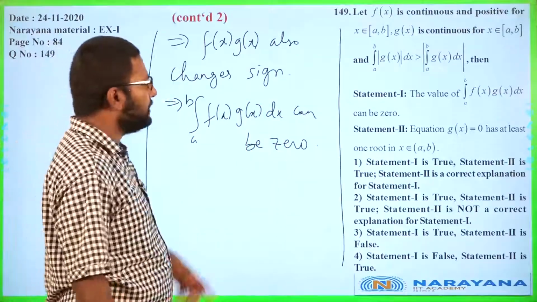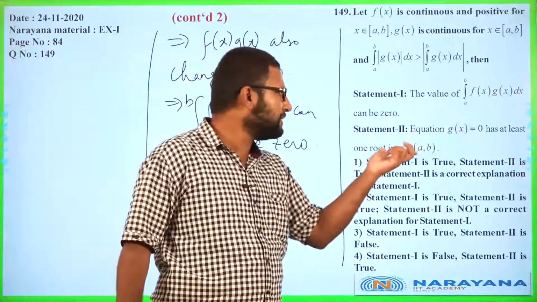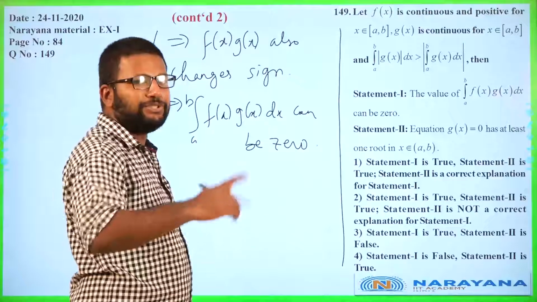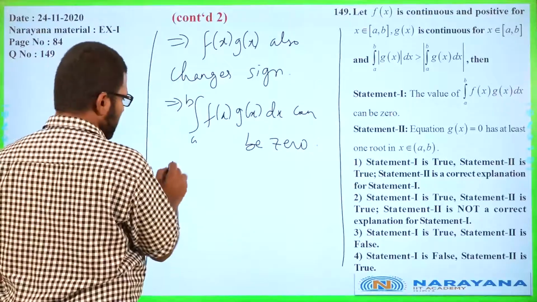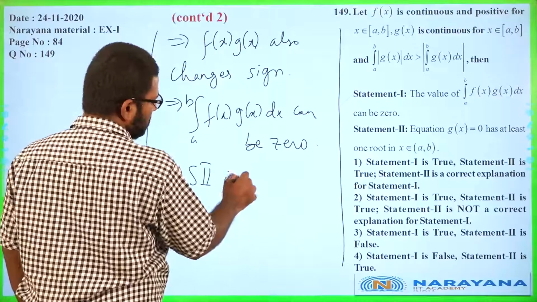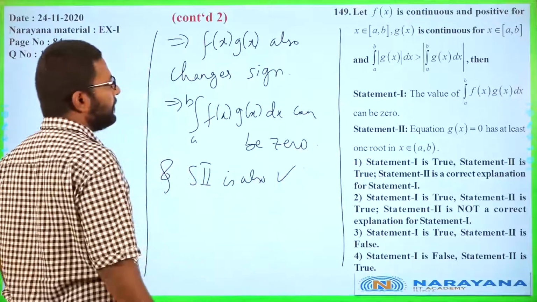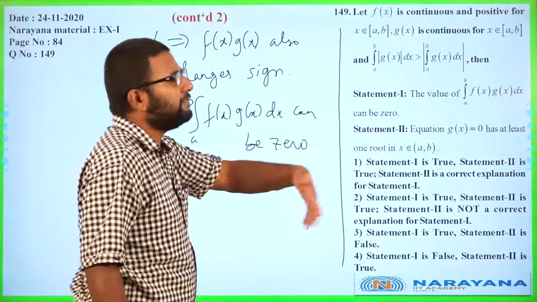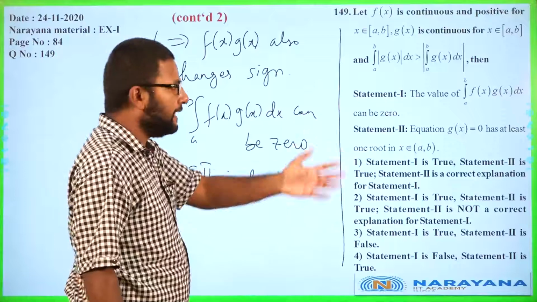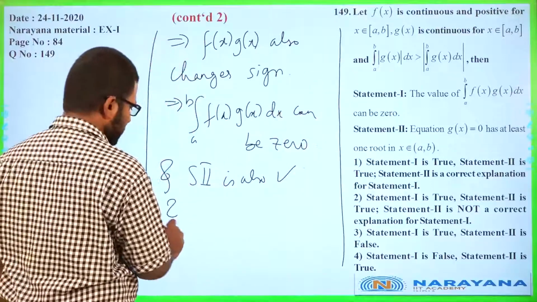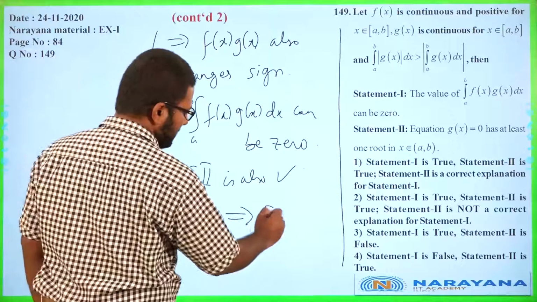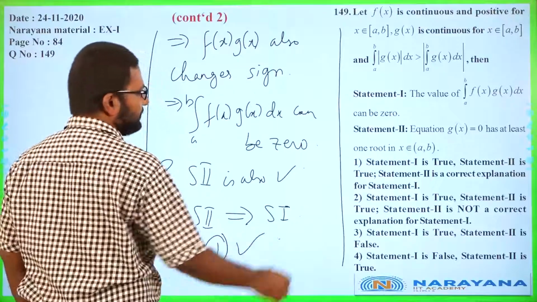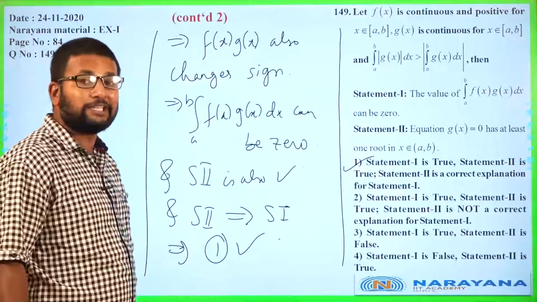And then when you read statement 2, equation gx equal to 0 has at least one root in x belongs to a to b, which is basically saying that gx is changing sign, correct? Which means statement 2 is also correct, right? So statement 1 is correct, statement 2 is correct, and this is just another way of saying that gx is changing sign. Therefore, statement 2 correctly explains statement 1, right? So statement 2 implies statement 1. Therefore, option 1 is correct. This one. Statement 2 is a correct explanation of statement 1.